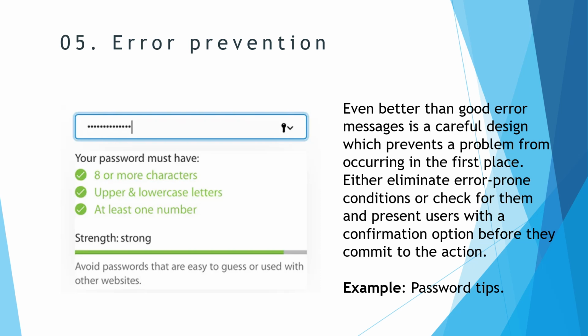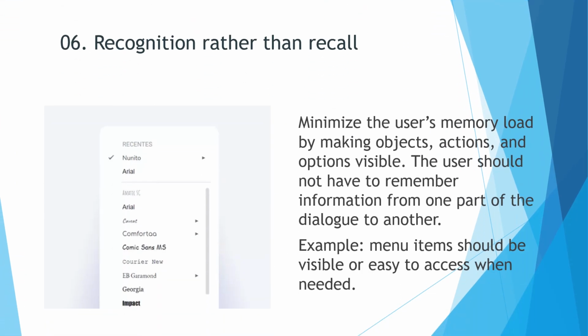Now, this heuristic aims to reduce users' cognitive load, and this also includes their memory capacity. So it's essential to think of ways to make options and actionable components visible. This is important because it's easier for us to recognize something rather than to remember it. Now, the user should not have to remember all the actions or functions of the system. Therefore, always leave small reminders or information that can assist the users in navigating your design. For example, menu items should be visible or easy to access when needed.